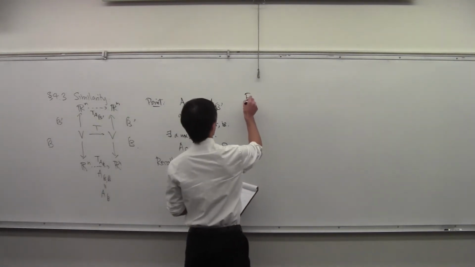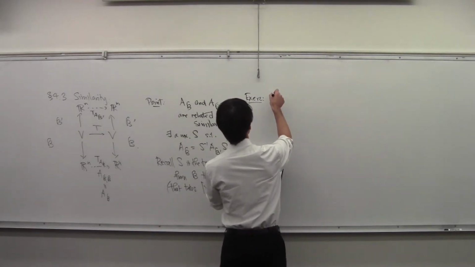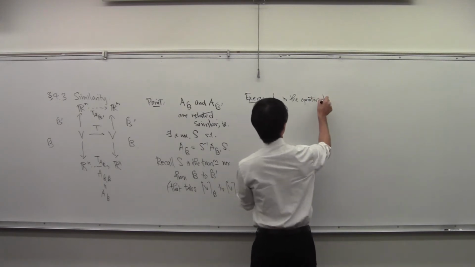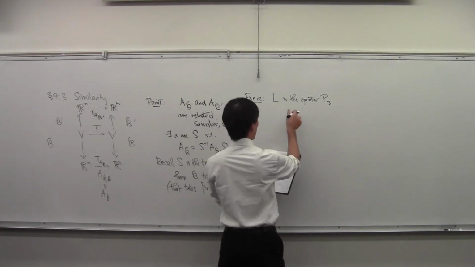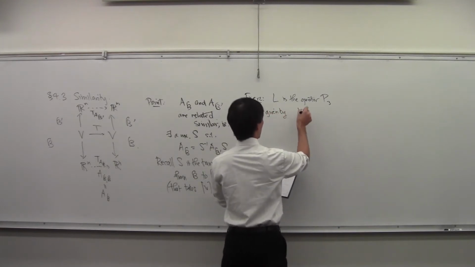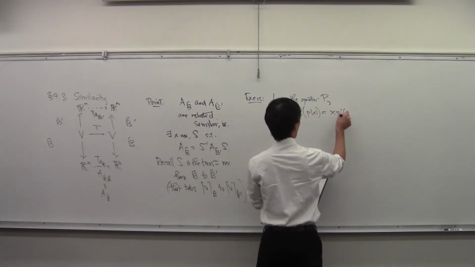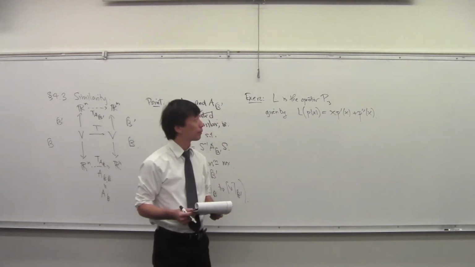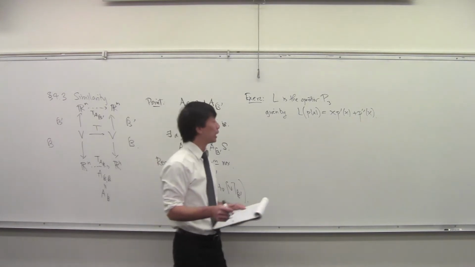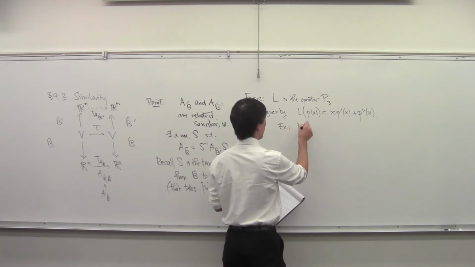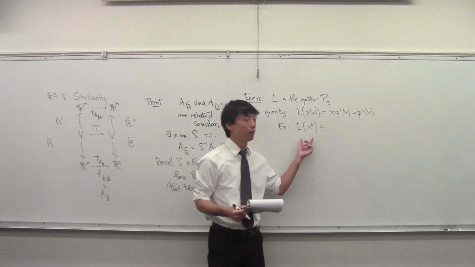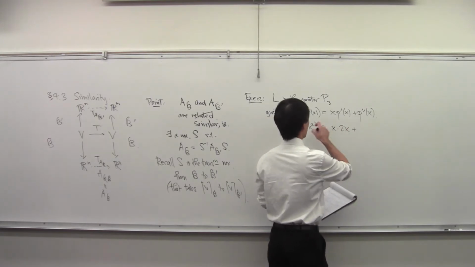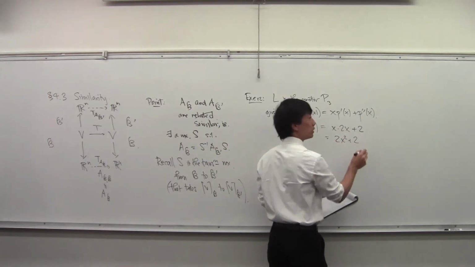Let's finish up with an exercise. This is actually from your text. L is the operator on P3 given by L of p equals x p prime of x plus p double prime of x. For example, if I take L of x squared, take the derivative, so you get 2x, multiply that by x, and then add on the second derivative. So I get 2x squared plus 2.